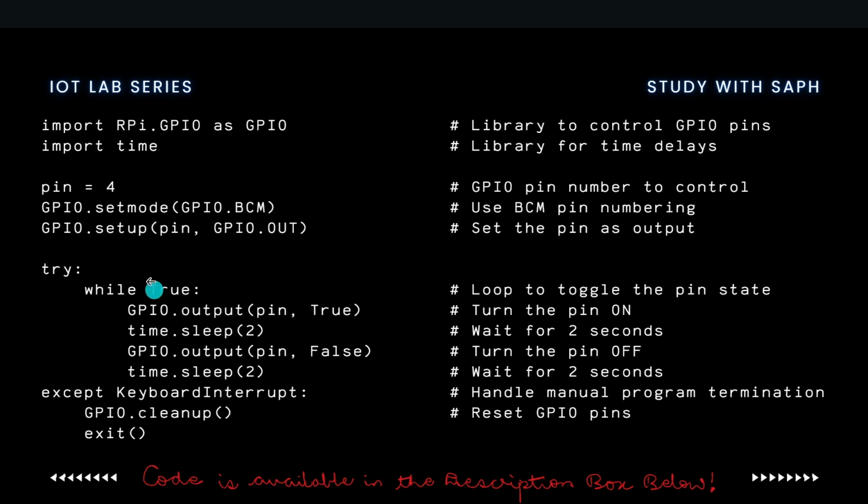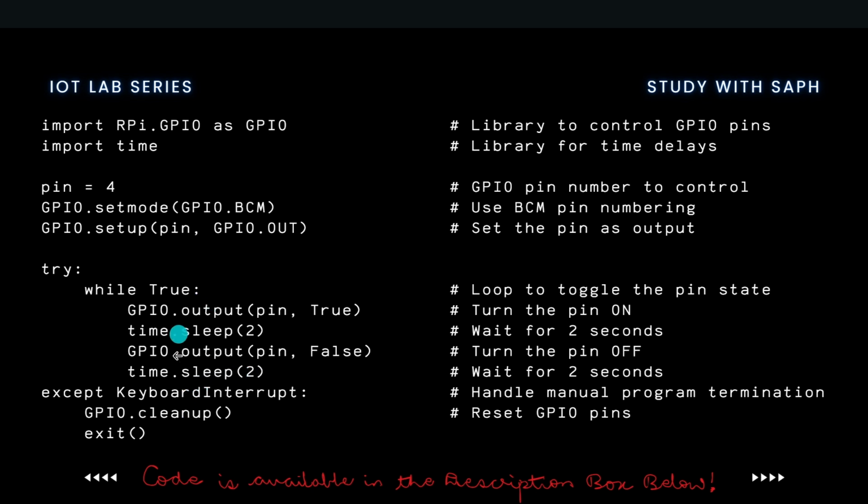Next, we have the GPIO.setup command, wherein we are setting GPIO pin 4, the direction of which is going to be set as an output. We then have a forever loop, and within this forever loop, we are going to be controlling the turning on and off of the LED. First, the pin is set to true, in which case the LED turns on and remains on for the next 2 seconds, after which we set the pin as false and it remains off for the next 2 seconds.